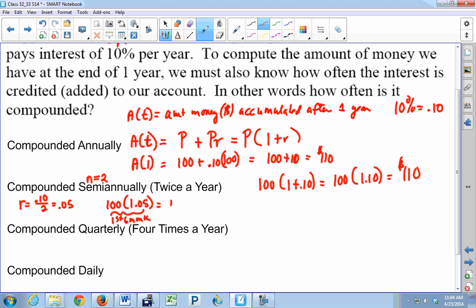$105. I know, huh? I know. I'd love to have this bank.